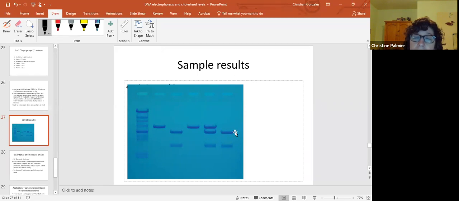This final DNA sample is the same as the 3rd DNA sample, where this patient has both copies of the high cholesterol gene, and both copies were cut.